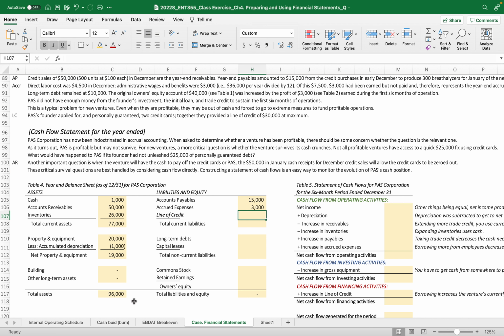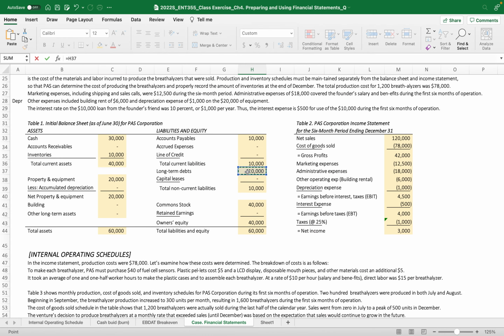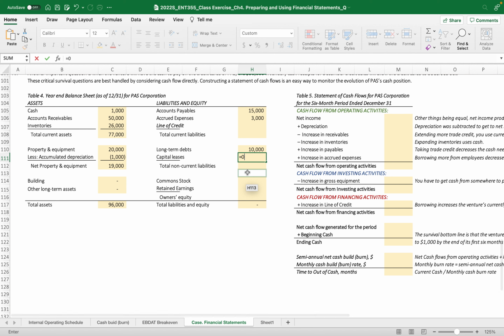We will make sure that total asset is equal to total liabilities and equity. If the total liabilities and equity is below the 96,000, the company needs a line of credit definitely, right? Okay, let's complete this one first. Long-term debts. There's no other information on long-term debts since the beginning, right? So nothing has changed. Capital lease, also nothing has changed. So total non-current liability is the sum of this.